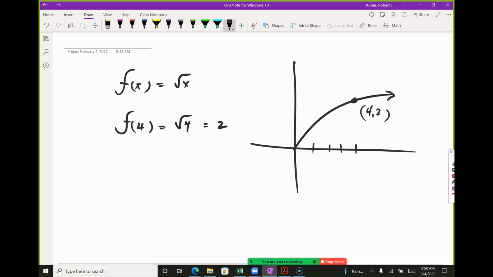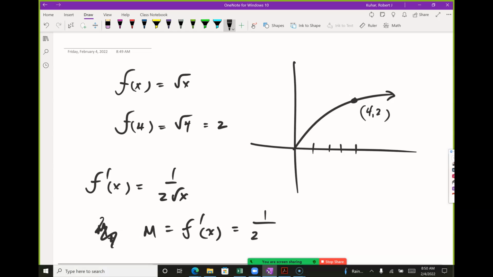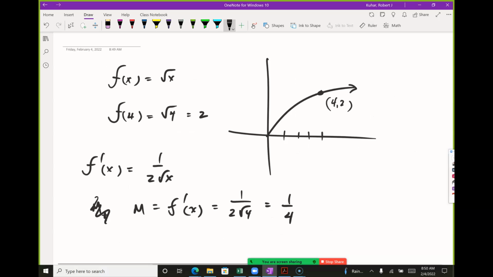I know that f prime of x is 1 over 2 square root of x. That's in general, right? That's for any x. So I know the slope of the tangent, I'm doing a tangent line, is f prime of 4, right? So 1 over 2 square root of 4. So what is that? 1/4? Everybody with me?